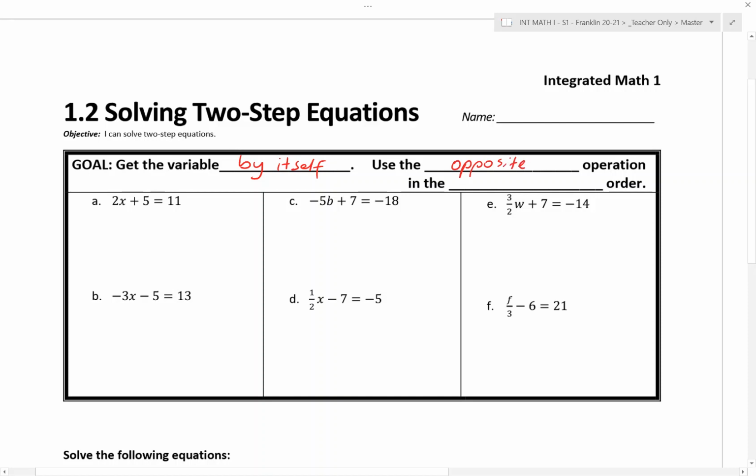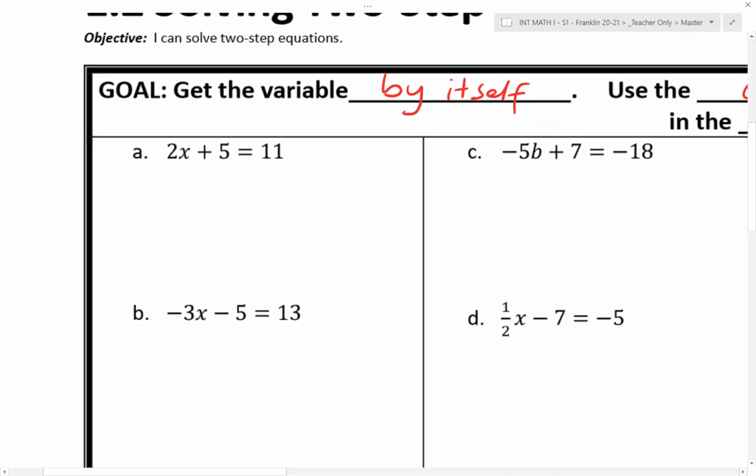But since we have more than one step, we have to know that we're doing this in the reverse order. So basically what I mean by that is whatever's happening to the variable, and multiple things will happen to it, there's two steps, so there's two things happening to it, we're going to work backwards through that and eliminate each step as we go. So basically we're starting furthest away from the variable and then working our way towards it. Hopefully you'll see what I mean when we start.